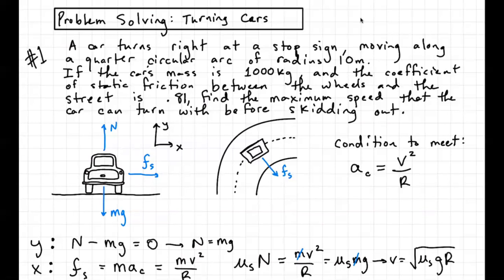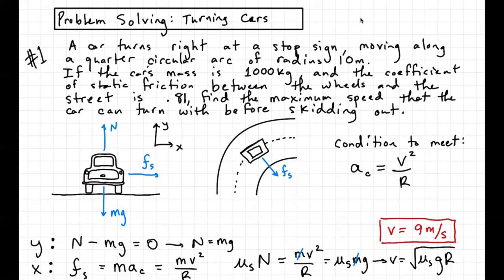If I plug in my values, you'll notice that they're actually kind of nice values: r is 10 meters, I'll take g to be 10 meters per second squared, and mu is 0.81. So this is actually the square root of 81, and so we end up with v equal to 9 meters per second. How big is 9 meters per second? That's about 20 miles per hour. So that seems sensible. If you try to take a sharp right turn at 20 miles an hour, that's going to feel hard to do. Okay, so that's the first problem.